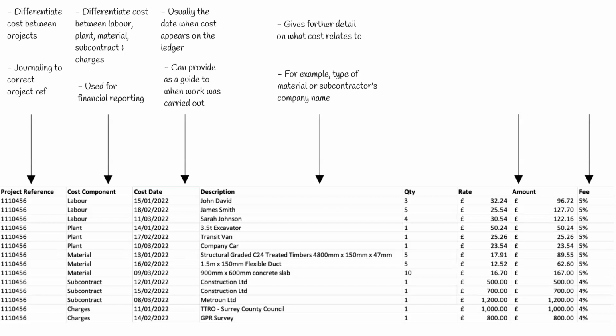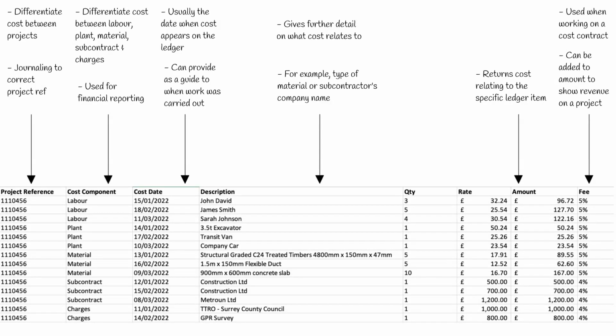Amount. This is the most vital column. It returns the cost relating to that specific ledger item and is used to identify the actual spend. Fee. This is normally displayed if you are working on a cost contract. The fee agreed with the client is displayed here and can be added to the amount column in order to calculate the revenue on a project.